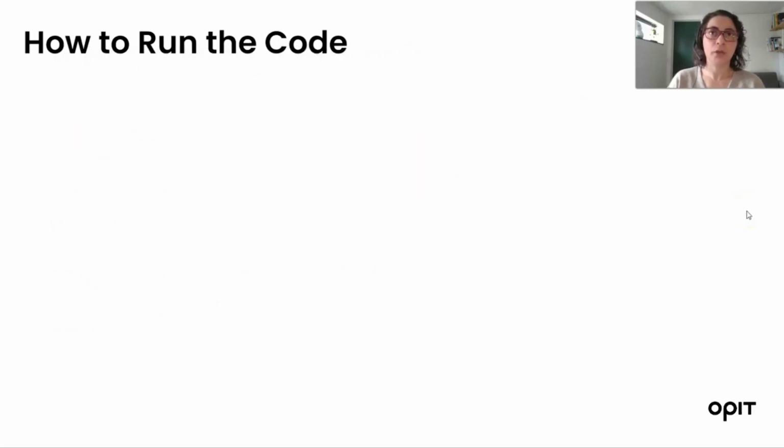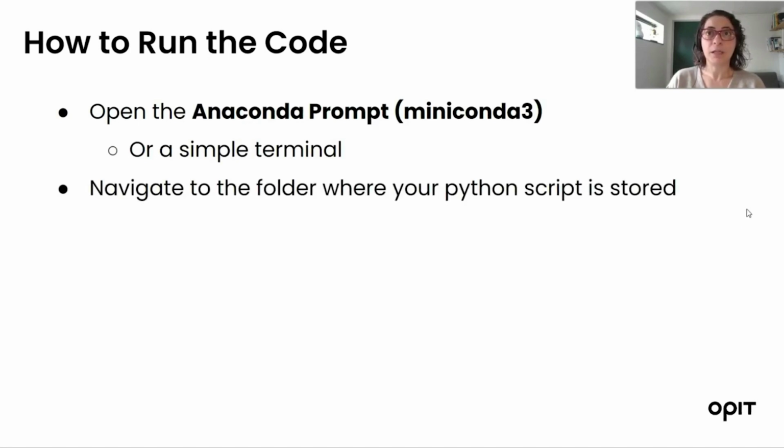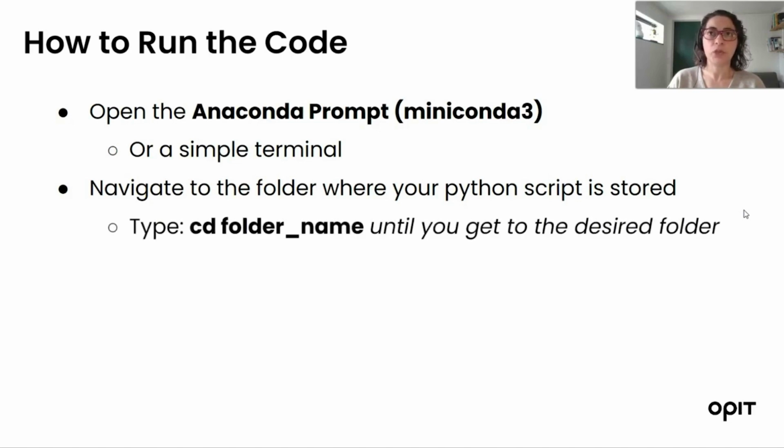To run the code that you have written in a file, you need to open the Anaconda prompt terminal or just a simple terminal on your computer. Through the terminal, you need to navigate to the folder where your Python script is stored. You can do so by simply typing cd and the folder name, and you repeat this process until you reach the folder with your script in. We will show in a moment more details about this.